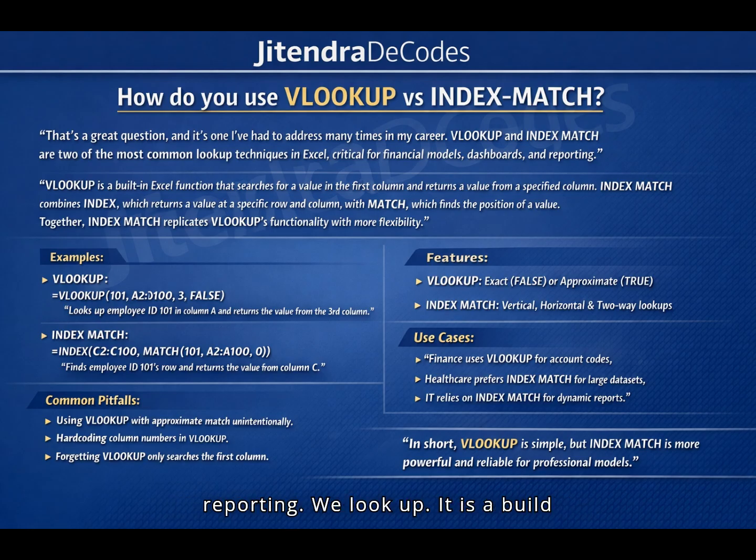dashboards, and operational reporting. VLOOKUP is a built-in Excel function that searches for a value in the first column of a table and returns the value from a specified column in the same row. Whereas INDEX MATCH is a combination of two functions: INDEX, which returns the value of a cell at a given row and column, while MATCH finds the position of a value in a range. Together, INDEX MATCH replicates VLOOKUP's functionality, but it's more flexible.